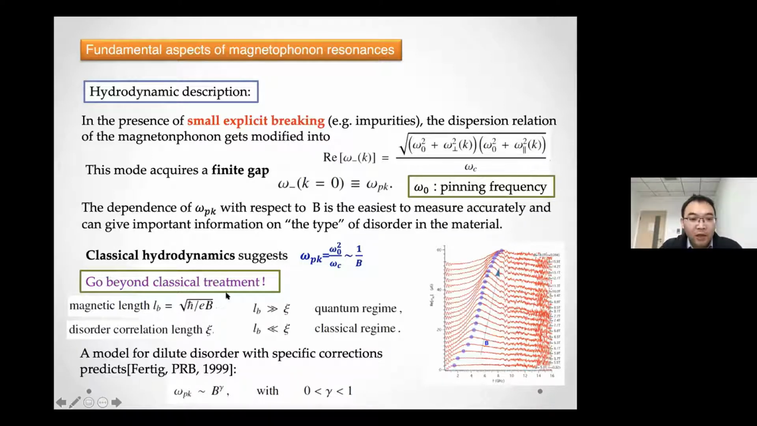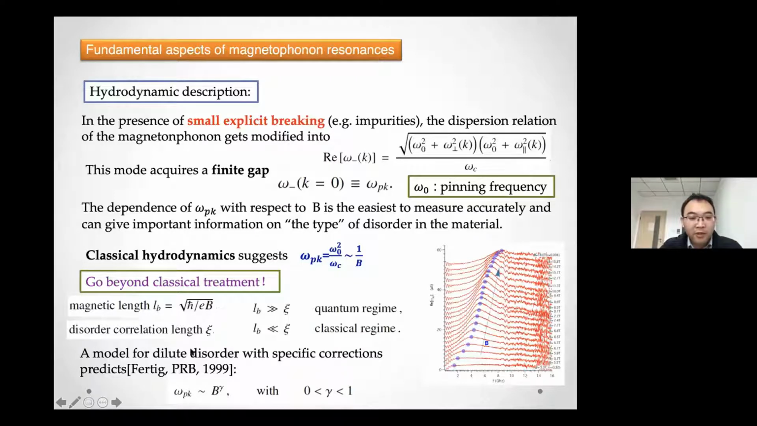Indeed, the classical hydro description is only valid when the magnetic length l_B is much smaller than the disorder correlation length ξ_c. In this classical regime, we can trust the hydro description. In the opposite limit, where l_B is much larger than ξ_c, we are in the quantum regime. So they can have behaviors very different from the classical hydro.